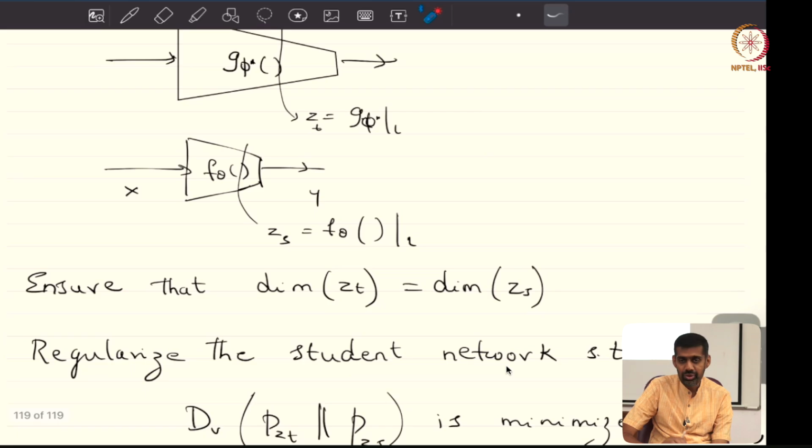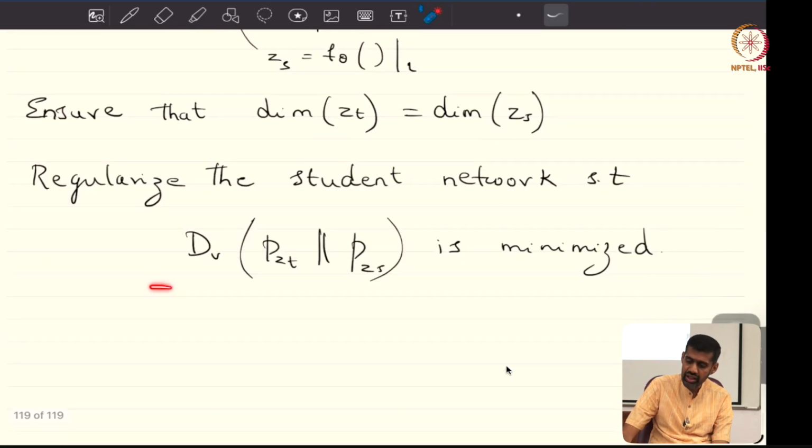What is the objective here? What is the intuition here? The intuition is that whatever feature the teacher network is learning at layer L has to match the features that the student network is learning at layer L. Now, how do we use this?